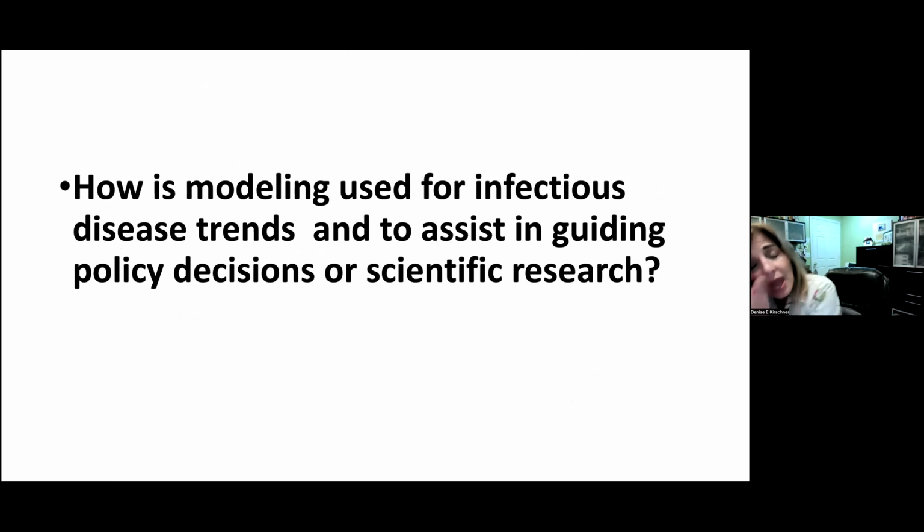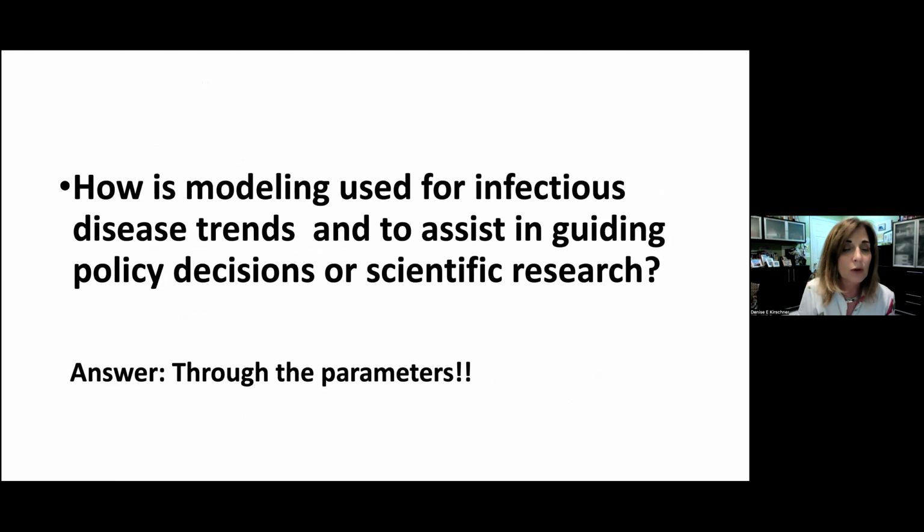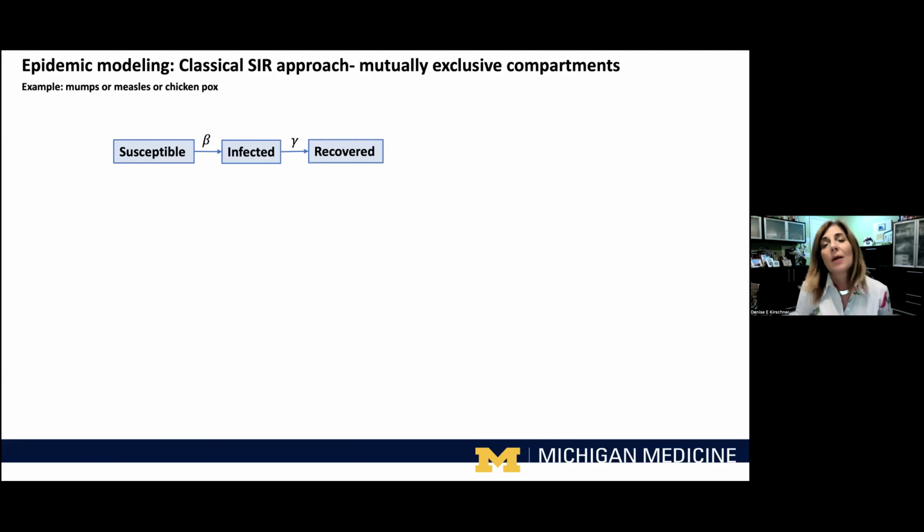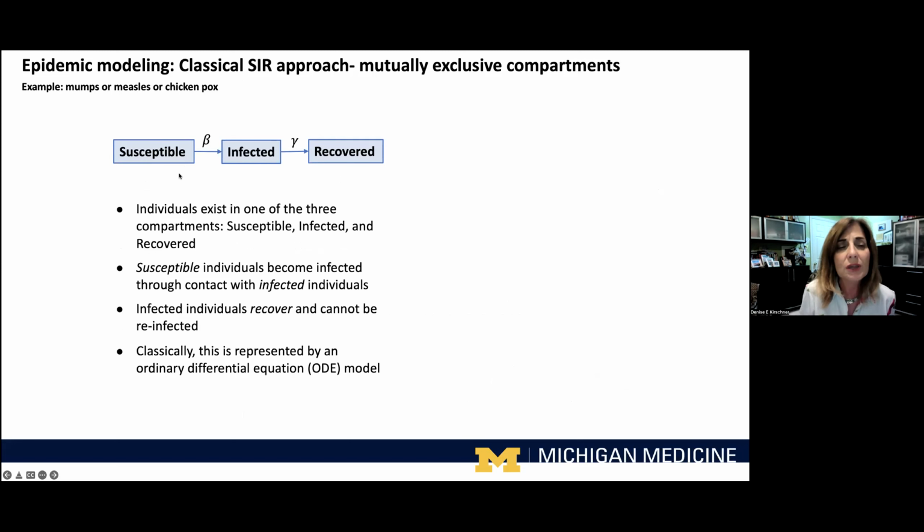So here's the idea: how is modeling used for infectious disease trends to assist in guiding policy decisions or scientific research or really anything? I'm talking about infectious disease here because that's the example I'm going to give you. But of course, parameter analysis is used for any type of model. I'm going to give you the very classical example of an SIR model, which is where you divide your population mutually exclusively into susceptibles, infected, and recovered.